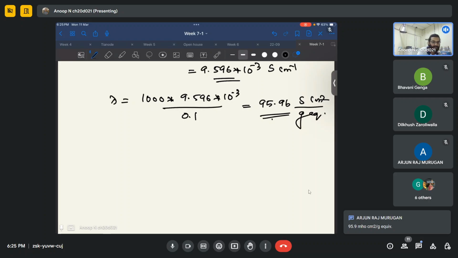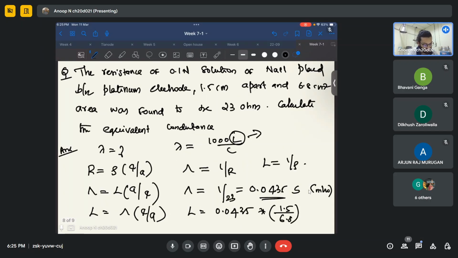Yeah, that's the answer, 95.9. I got 96. That's fine. So for gram equivalent, you have to read the question carefully. In this kind of questions, these are very easy. Only you have to remember R is equal to rho L by A. Then you have to remember the relations, then just take the reciprocal to get the other quantities.